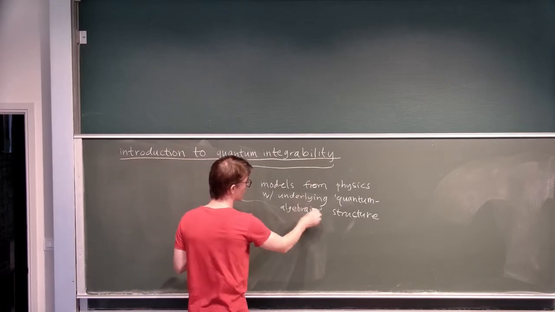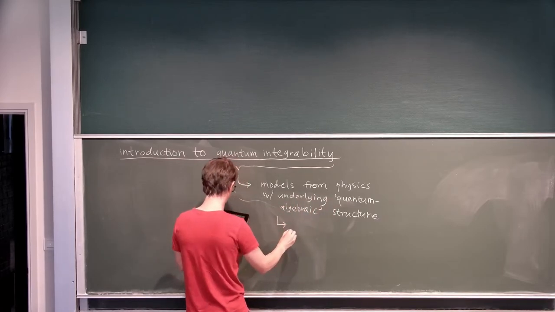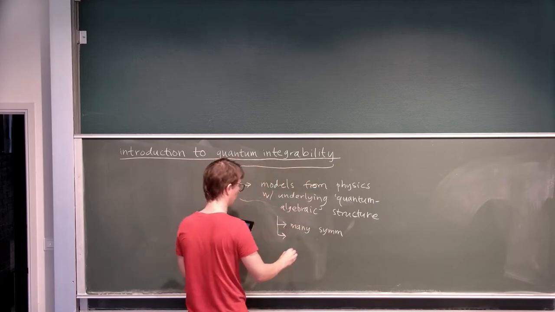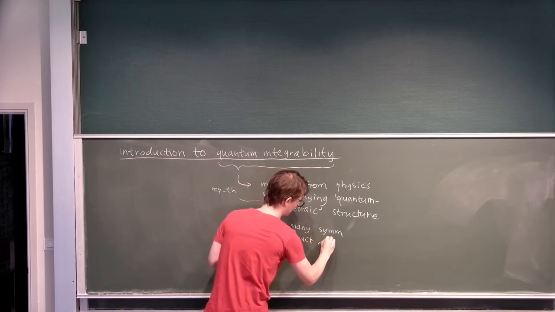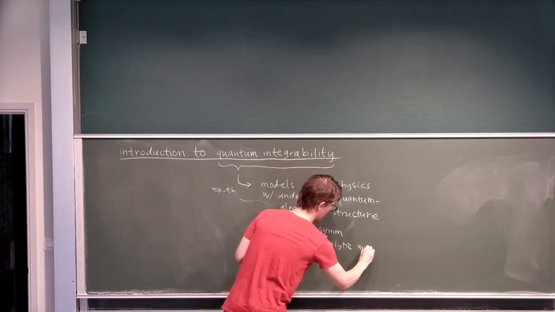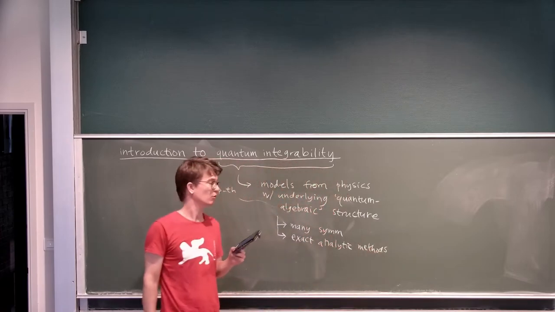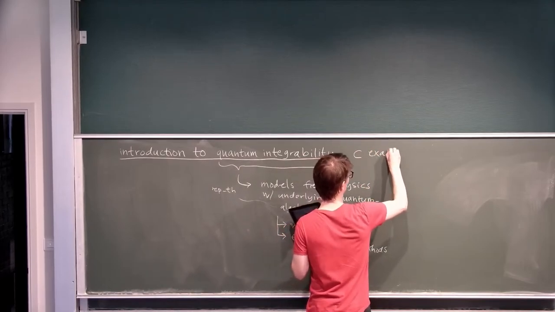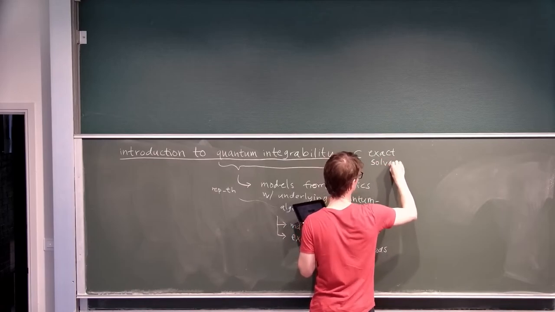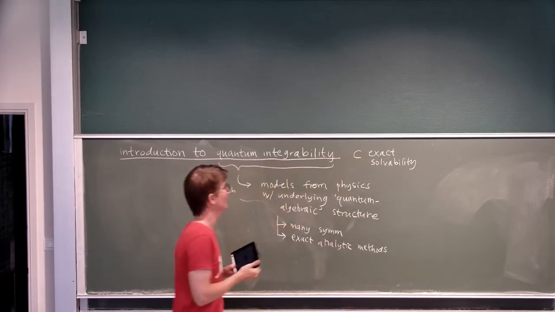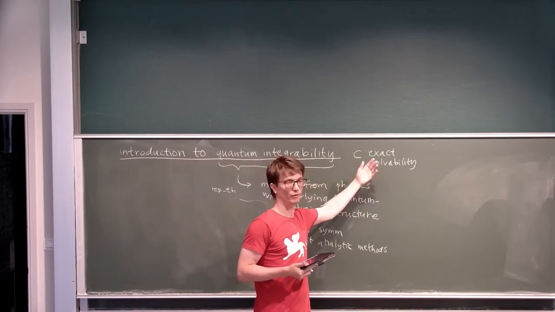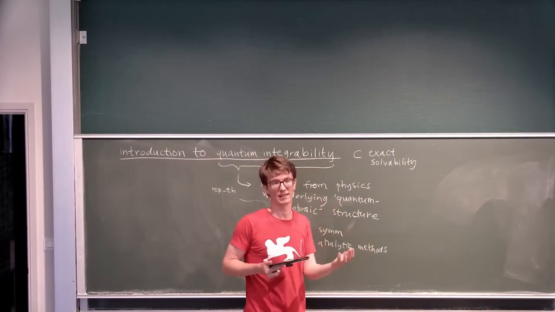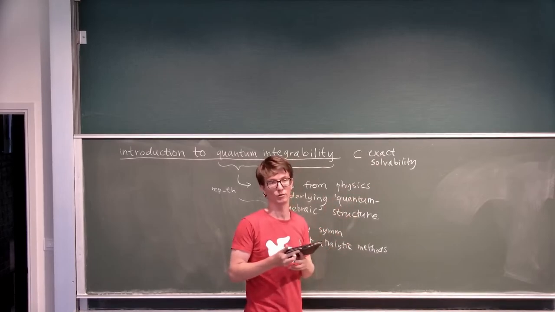But physically, the consequence of this underlying structure is that such models have many symmetries and they are exactly solvable in some sense. So they have exact analytic methods to study physical quantities of interest. For me, quantum integrable models form a subset of more generally exactly solvable models. If you're working on a model, you might be very clever and come up with a way to solve it, like describing exactly energies or things like this. So you might be able to find an exact solution to the model, whatever that precisely means.